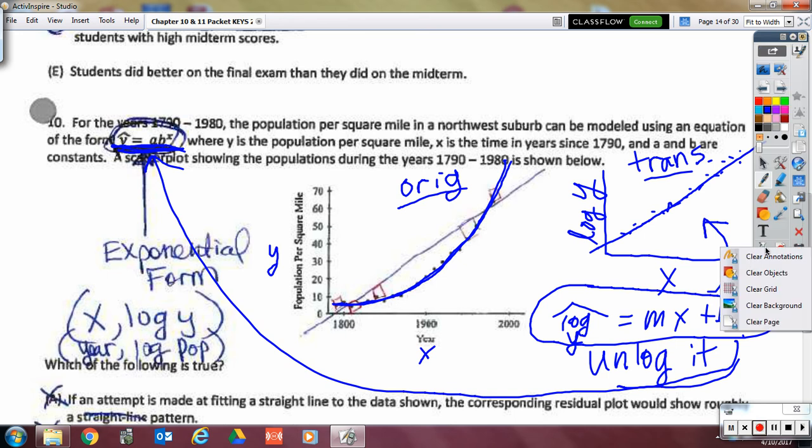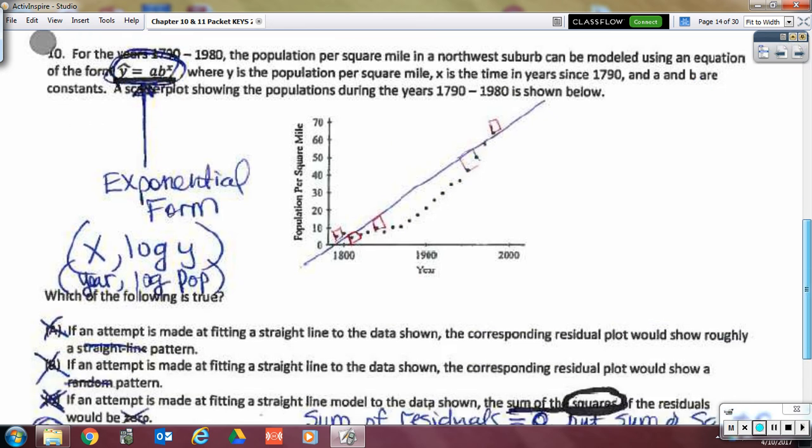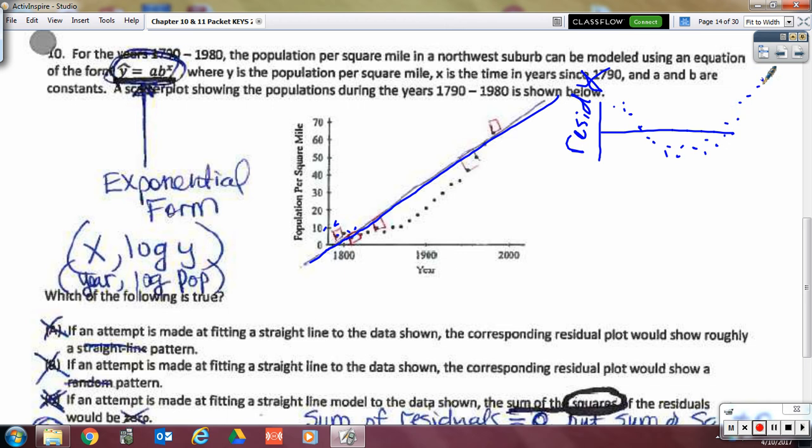Okay, so that's what's happening. Let's then go back over here and answer these questions. So once you have that going on, A and B say an attempt is made to fit a straight line to the data shown, and then it references the residual plot. So let's make a sketch of the residual plot. If this is the prediction line, what will the residual plot look like? The dots will first be what? Above it. Looks like we got dots above it over here. And then they're going to curve below it. And then they're going to be above it.